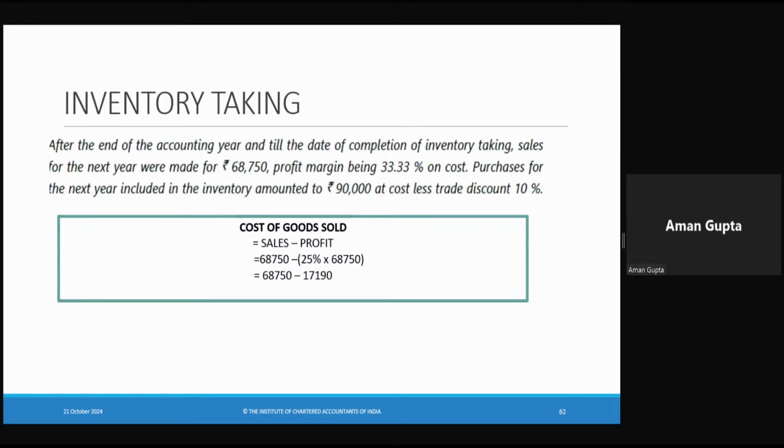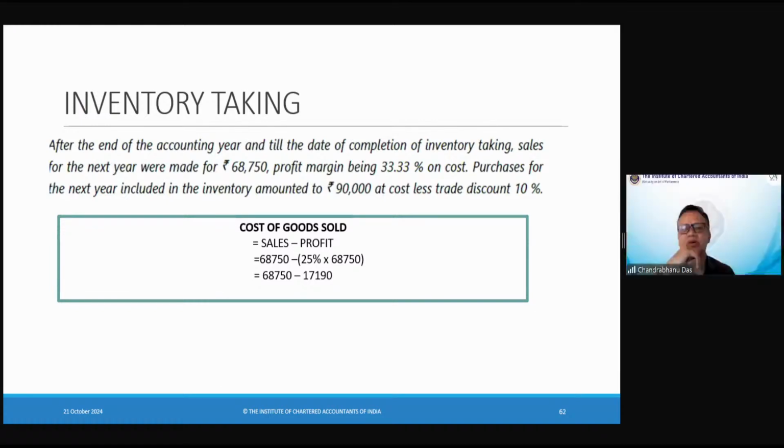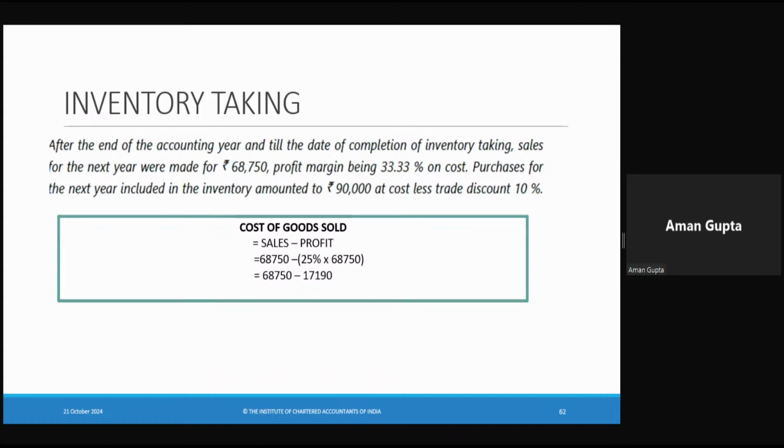Sir, I am just deducting 33.3% out of 68,750. I was just deducting the profit being mentioned here. Why are you doing like that? Is it mentioned that it is on sales? The profit is mentioned on cost. So how can we take 68,750 as cost when it is given as sales? Sir, I got it right now. I was just going with sales. I got it.